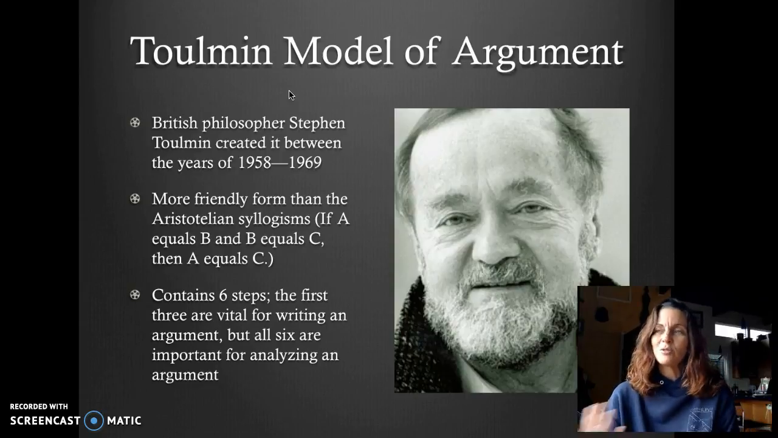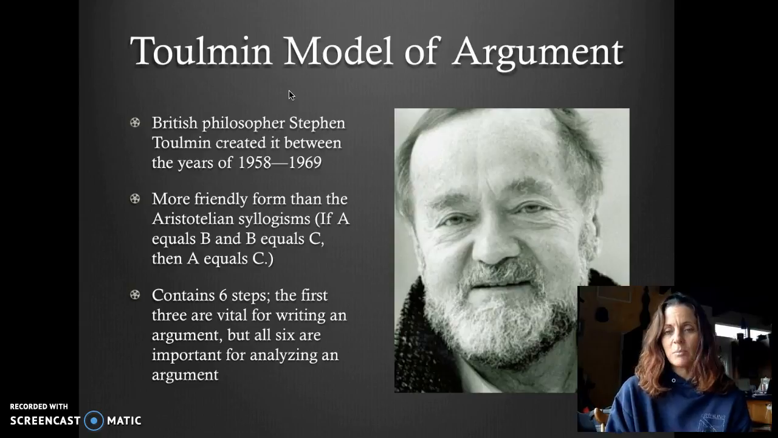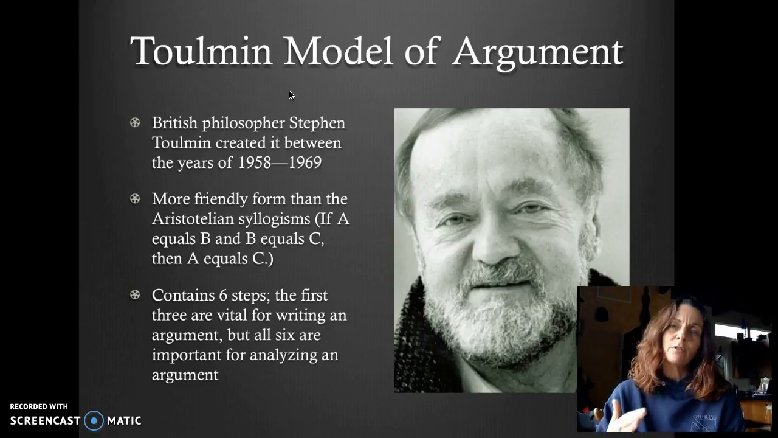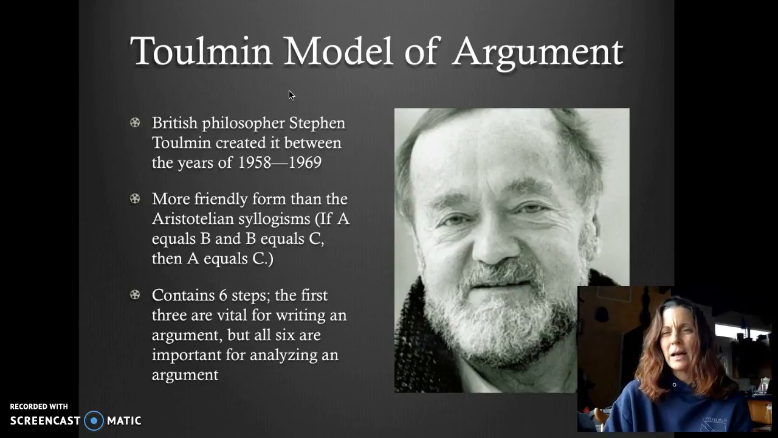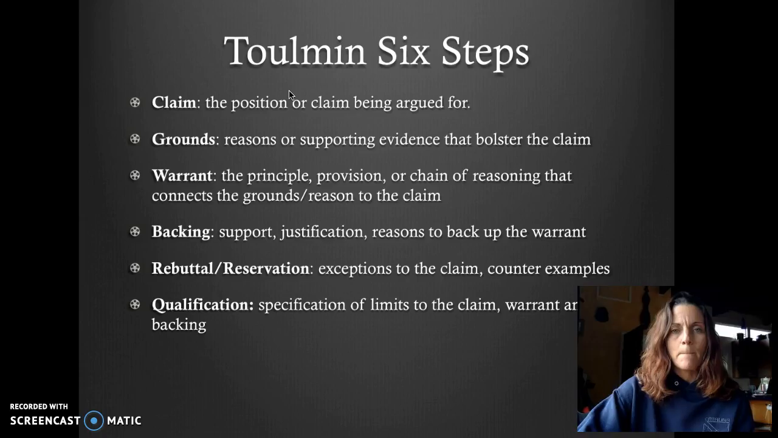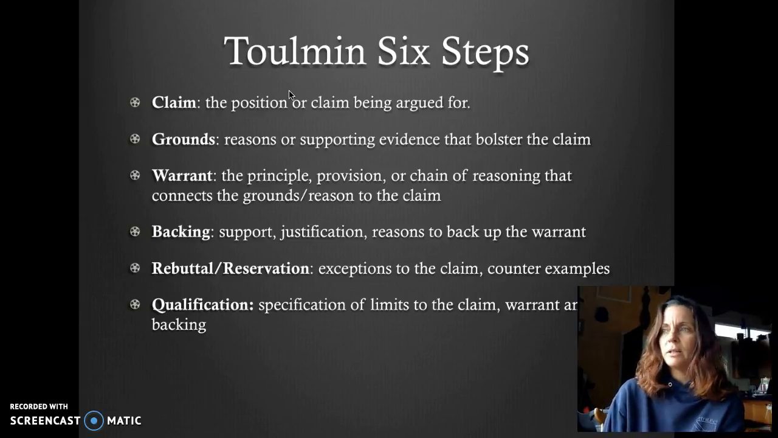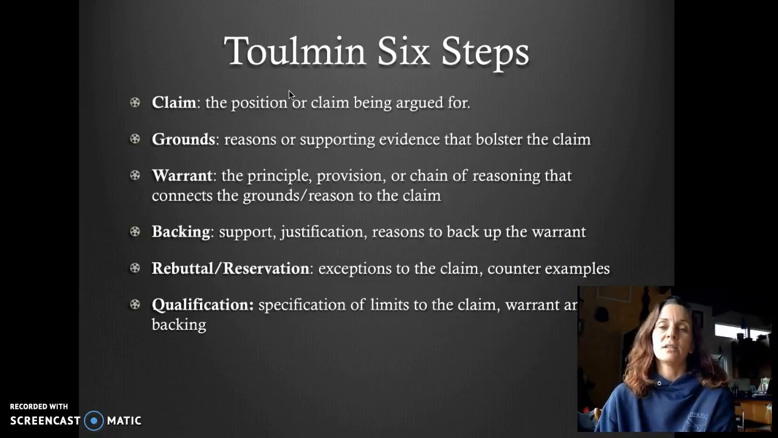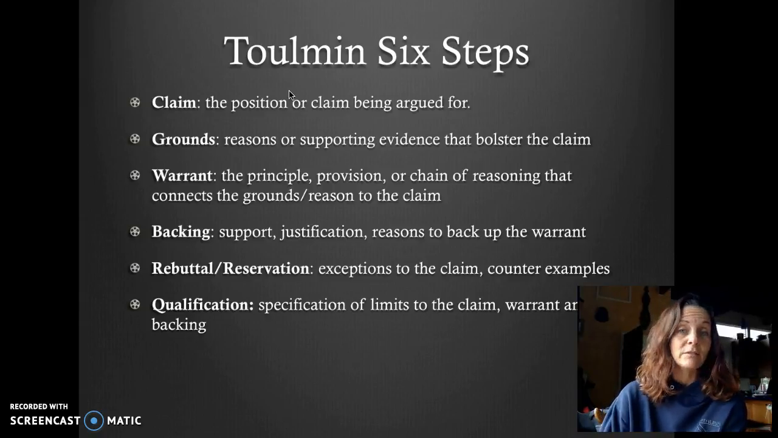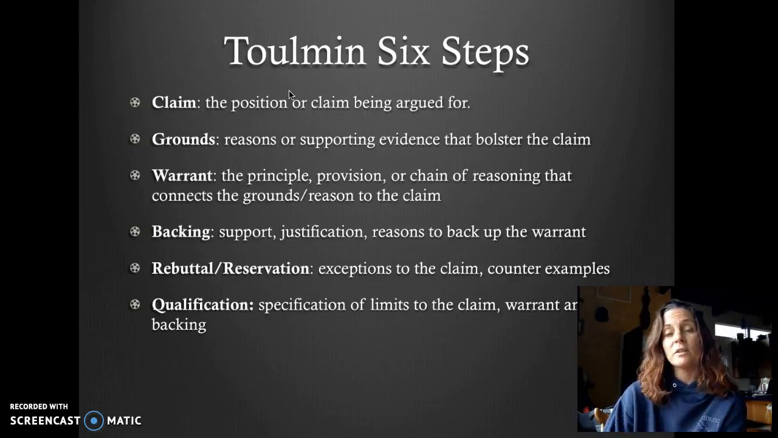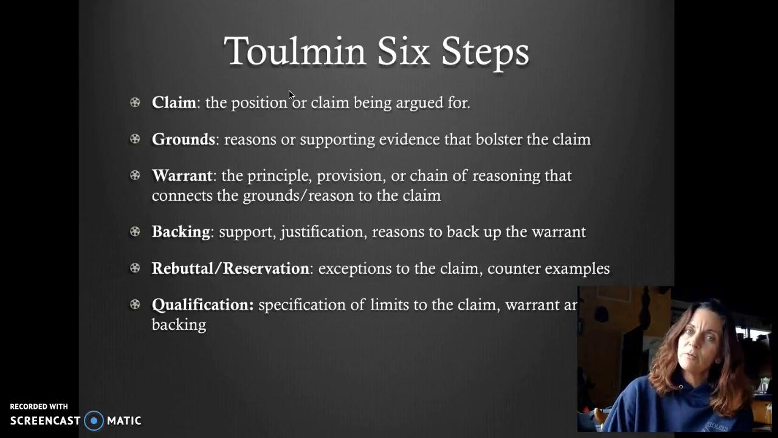So Toulmin came up with this really good way of arguing, and it contains 6 steps. The first 3 are really important for the writing of an argument, but all 6 are important for analysis. They're not listed steps that you use in the argument, but they're all part of the argument. So we'll go through each of them. The 6 parts are, first, the claim, the position that you're arguing for. We're going to talk about different kinds of claims, but you are making a claim whether or not you believe in or agree with Coates' view of the dream. Now you may agree with parts of it, but not all of it. You may acknowledge parts of what he says, but then disagree, or you may fully disagree.